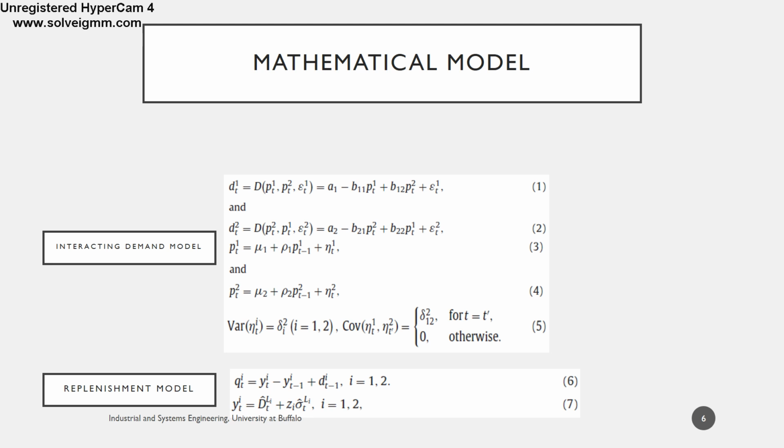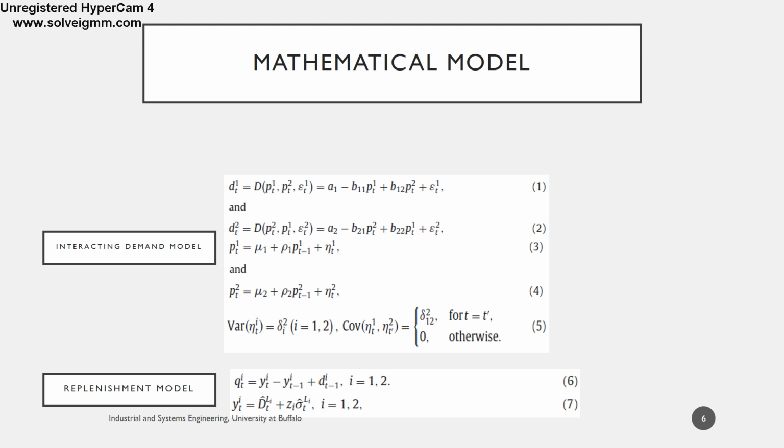Epsilon t1 and epsilon t2 are normally distributed demand shocks with means of 0 and variances of sigma1 square and sigma2 square. Mu1 and mu2 are non-negative constants that determine the mean of the price. Rho1 and rho2 are the price correlation coefficients. Epsilon t1 and epsilon t2 are normally distributed price shocks with means of 0.